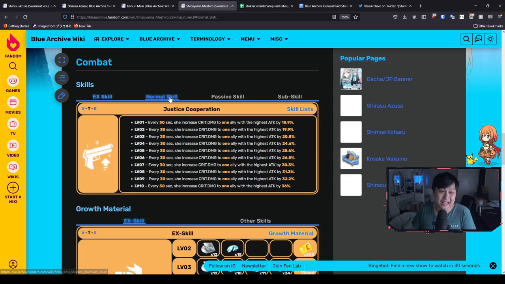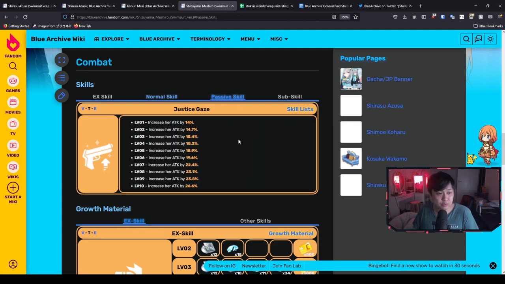However, she also has a lot more to her kit. With her normal skill, we are going to see an increase to critical damage to one of the allies with the highest attack by 36%. Wow. It is exactly what it sounds like, right? It is really, really freaking good. Massive DPS upgrade.